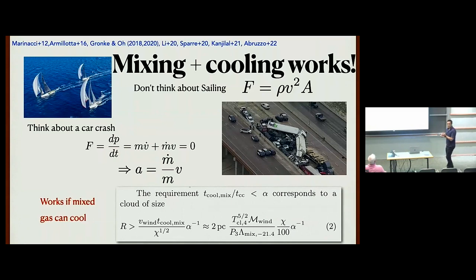The key ingredient which enables entrainment and survival of the colder phase is radiative cooling. It's just atomic transitions which cool the gas. What happens is if you mix the gas, and that mixed gas can cool on a time scale shorter than the Kelvin-Helmholtz time, then it can transfer its mass and momentum to the cloud and enable the cloud to grow. So we've been thinking about it fundamentally the wrong way. We've been thinking, we have a sailboat, we blow on it and try to accelerate it. Instead, you should think that the hot gas crashes into the cold gas, and then it mixes, and that mixed gas can cool very effectively.